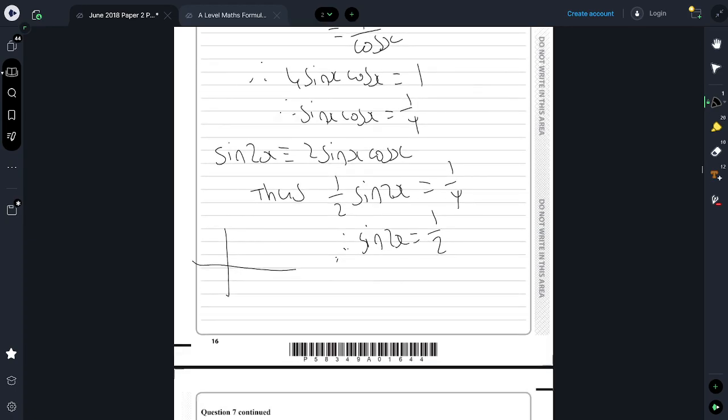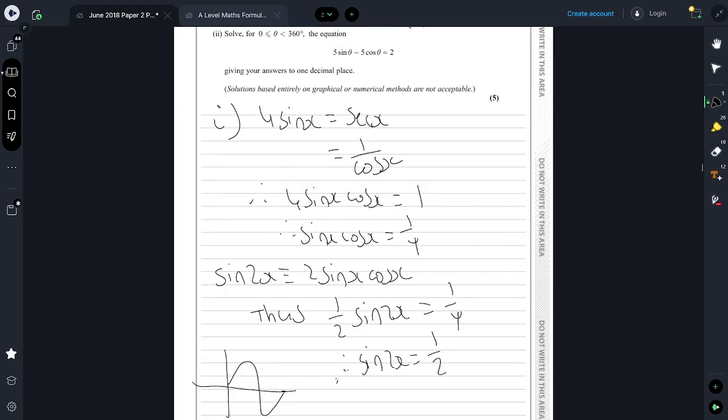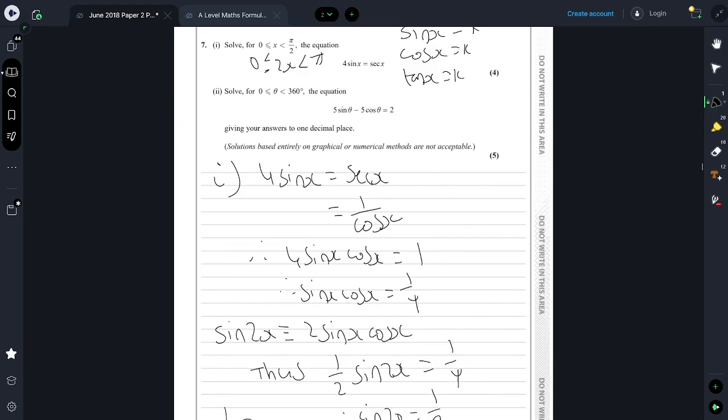But in this case, we want a half. So let's consider the graph of sin x. And we need to consider where we draw the graph from. So it's said between 0, x, and pi over 2. But we have 2x, so it's going to be between 0, 2x, and pi. Okay.